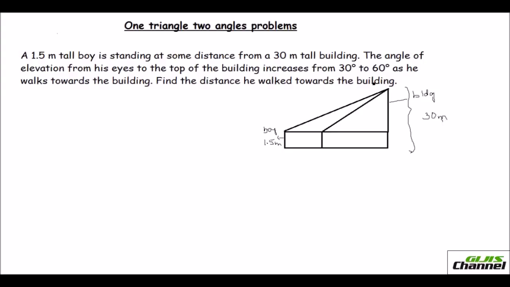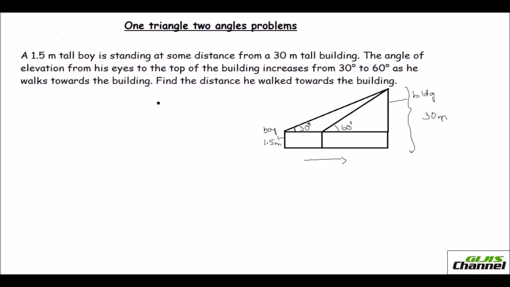Now, the angle of elevation from his eyes to the top of the building increases from 30 degree to 60 degree as he walks towards the building. So earlier he was here and it was 30 degree, it is given clearly that it was 30 degree. And as he walks towards the building, what happens? The angle is increased to 60 degree. Now it became 60 degree angle. Okay, you're done with the diagram.